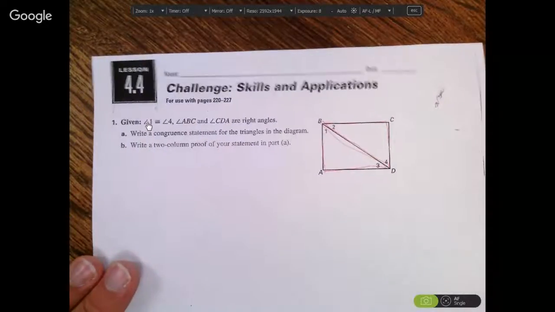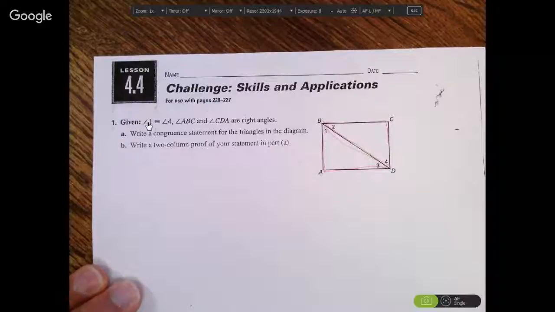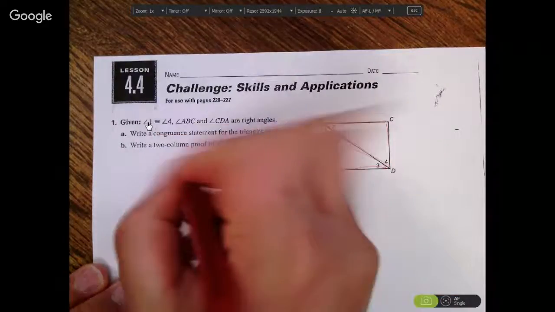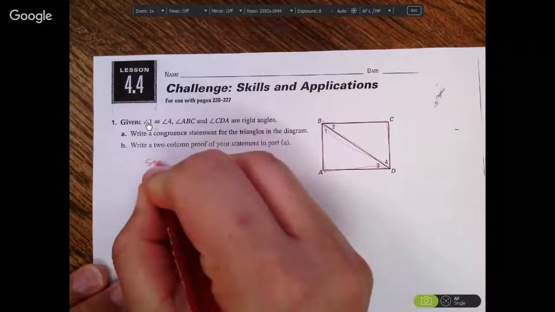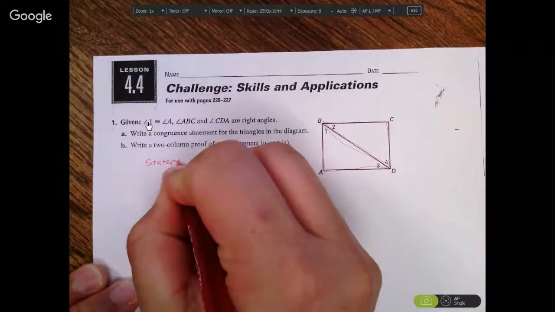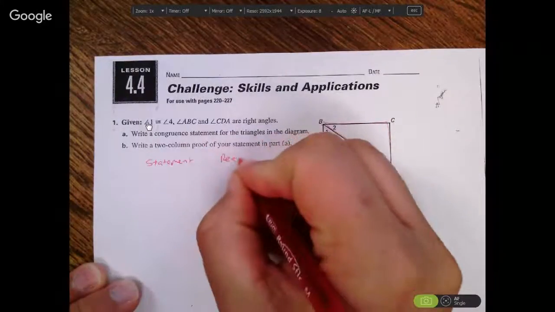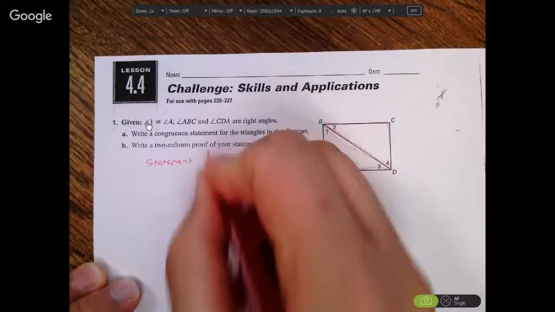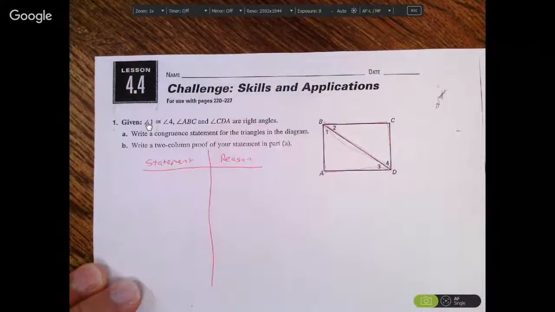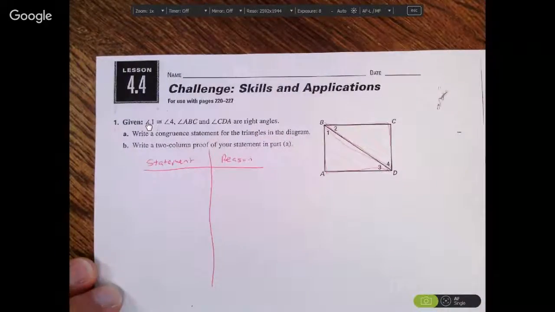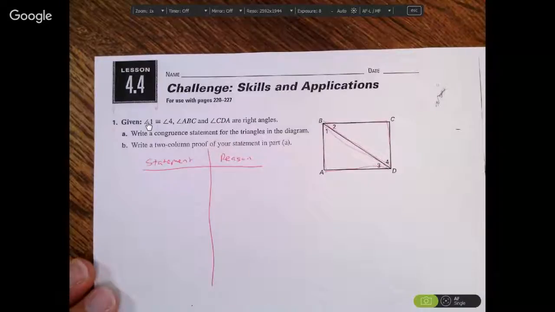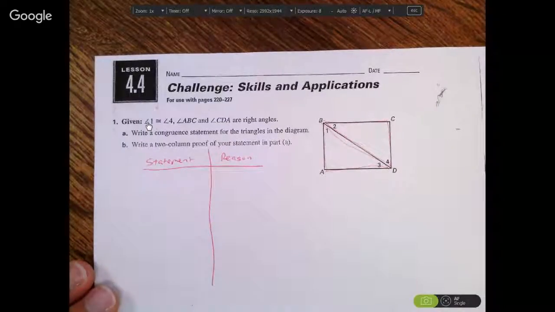Okay. So I like the statement reason proofs. I think they're just kind of easier to work with than the flow. I honestly think that if I gave this to you on the test, this particular one or any one, I don't care how you do it, but I think you're going to be better off doing statement reason.